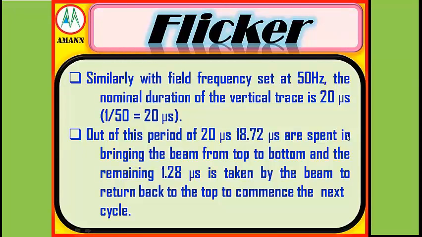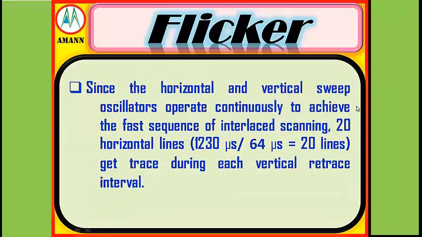Similarly, with field frequency set at 50 Hz, the nominal duration of the vertical trace is 20 milliseconds, that is 1 over 50 is 20 milliseconds. Out of this period of 20 milliseconds, 18.72 milliseconds are spent in bringing the beam from top to bottom, and the remaining 1.28 milliseconds is taken by the beam to return back to the top to recommence the next cycle.